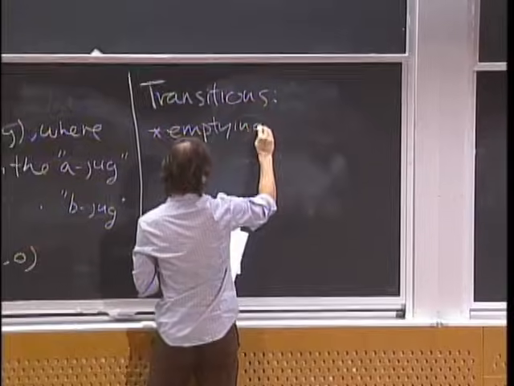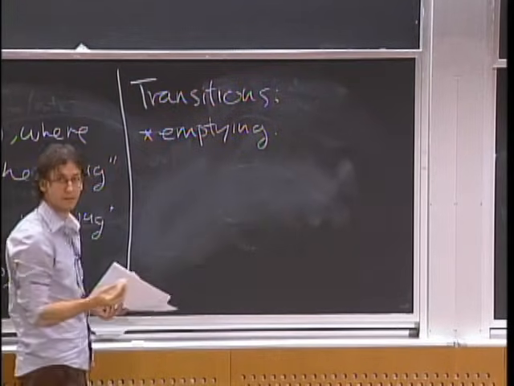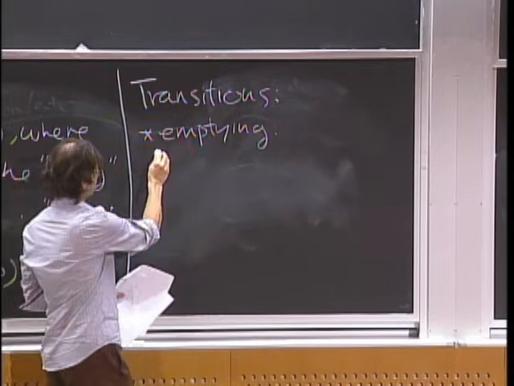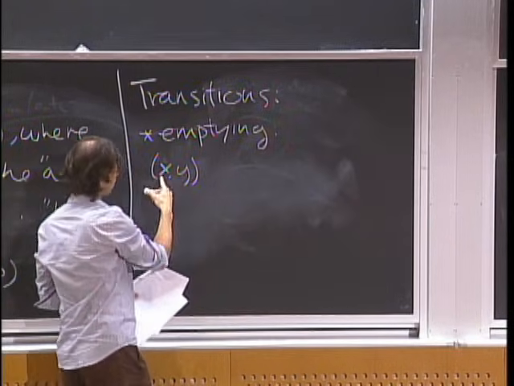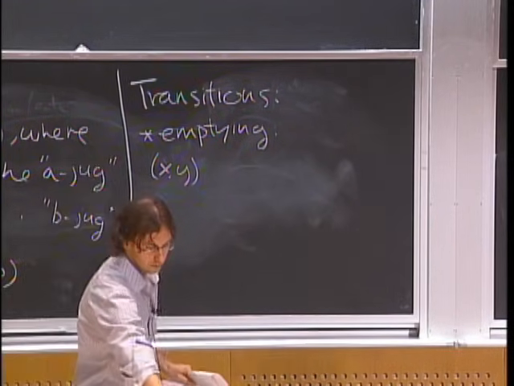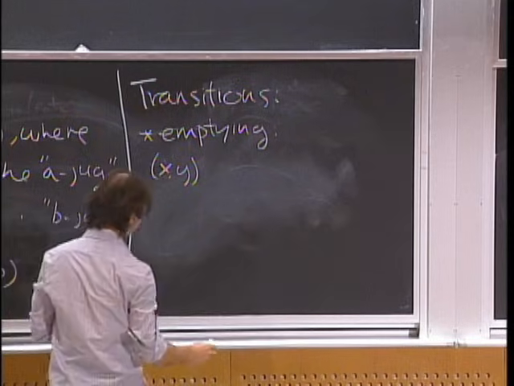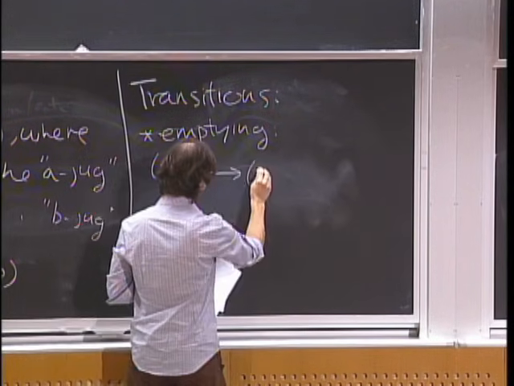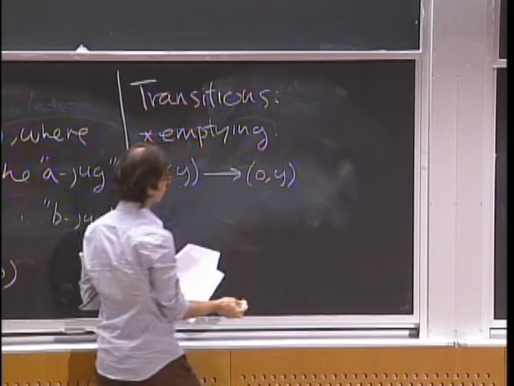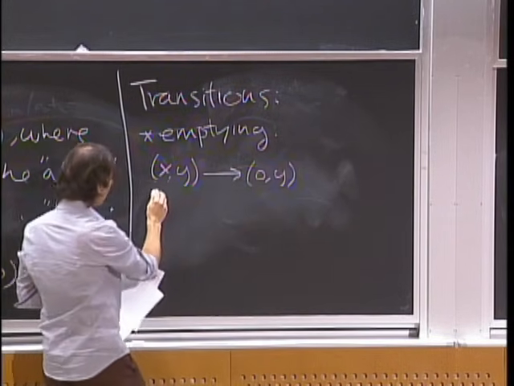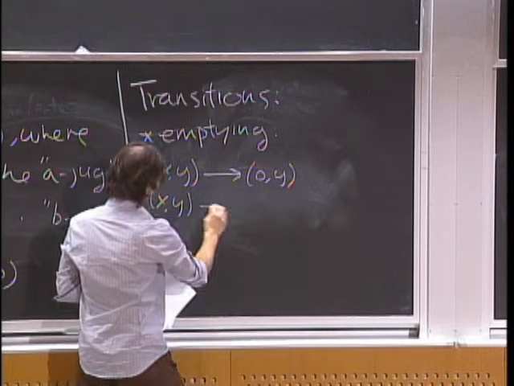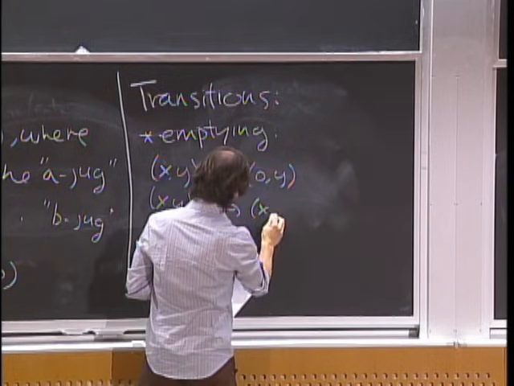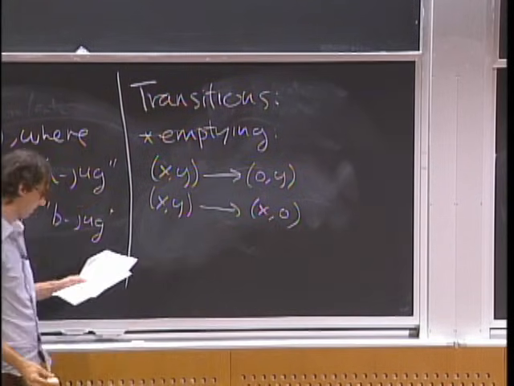We can do emptying. Well, how does that change a state? If we have x gallons in this jug and y gallons in that one, we can transition this into, for example, emptying the A gallon jug. So we will have 0. Or we can empty the B jug.